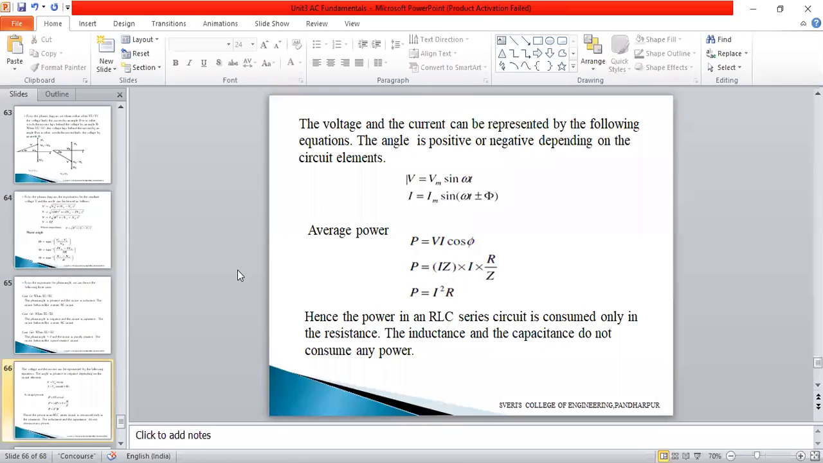Here also, the average power for the inductance is 0, and for the capacitance is 0. So only the resistance will consume the power. So P equal to VI cos phi, V equal to IZ, Z gets cancelled, so P equals I square R.